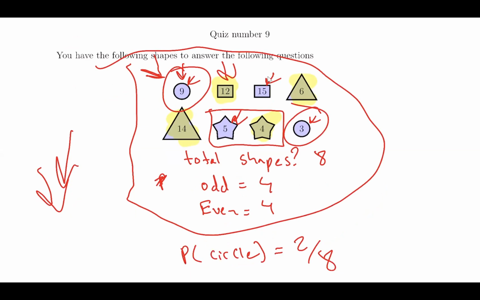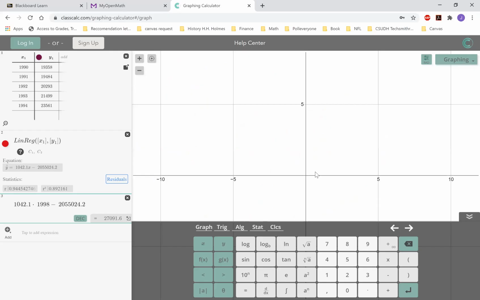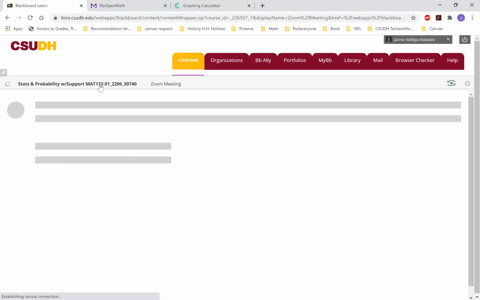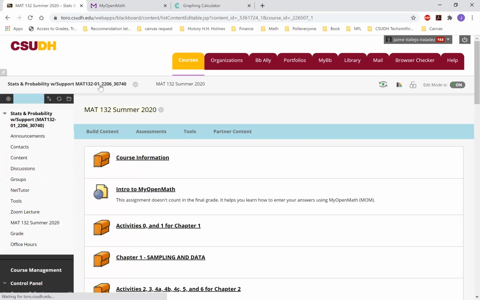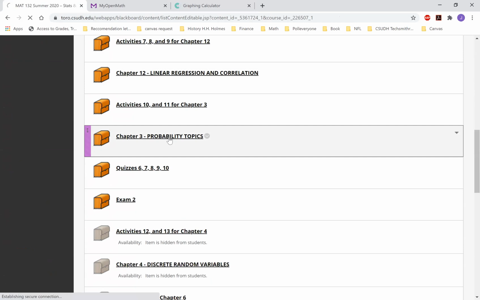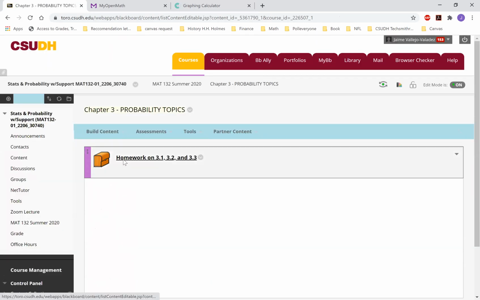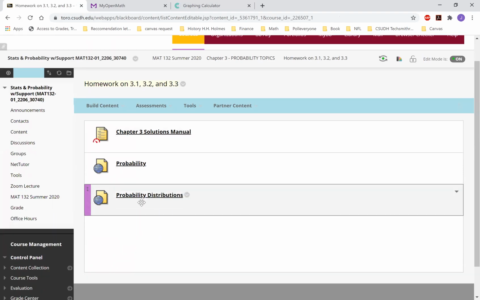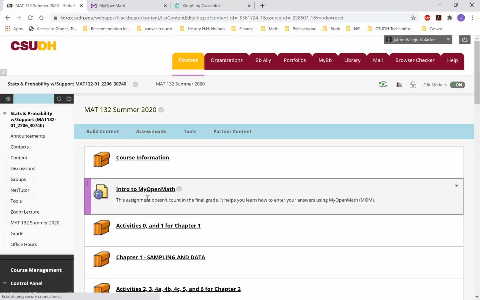All right. Any other questions? No. All right, cool. Let me just show you your homework, and pretty much that's it for today. Just remember this quiz is going to be quiz number 9. For homework, you want to go to chapter 3, probability. You can start doing this homework already. You can start doing the probability distribution homework.